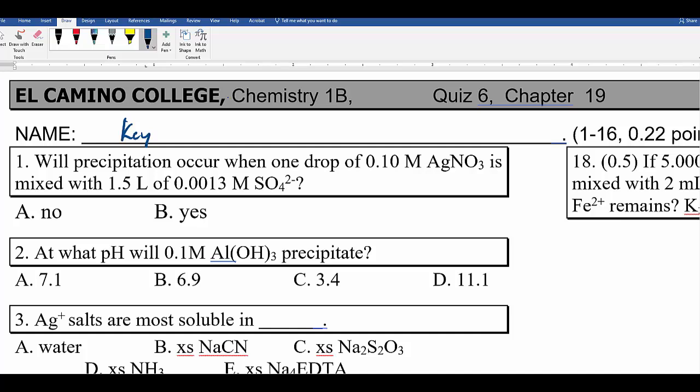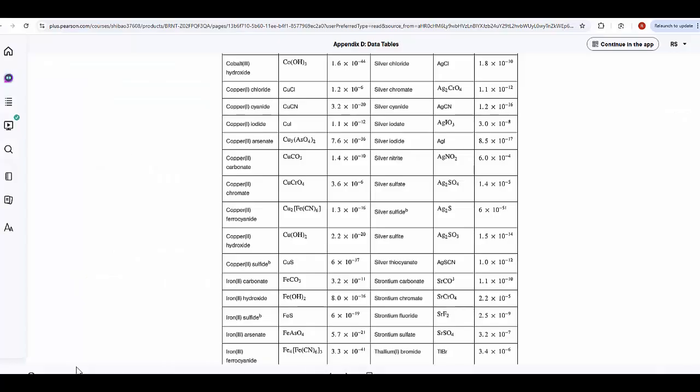Okay, we'll go through the quiz key here. 1. Will precipitation occur when one drop of 0.10 molar silver nitrate is mixed with 1.5 liters of 0.0013 molar sulfate? And so this is going to be a QSP problem. And so we'll need to know what KSP is, so we'll have to look up the KSP value for silver sulfate.